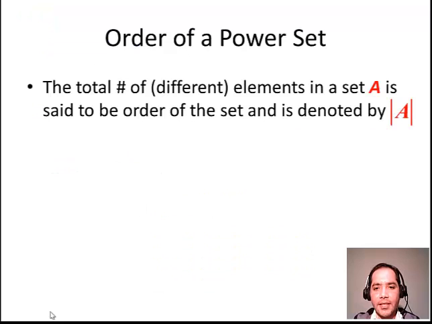Order of the power set. The total number of different elements in a set A is said to be the order of the set and is denoted by order of A, and similarly the order of the power set of A is equal to 2 raised to the power order of A.